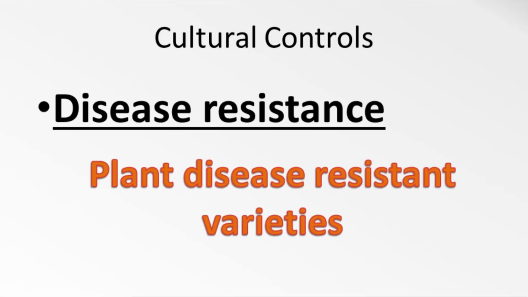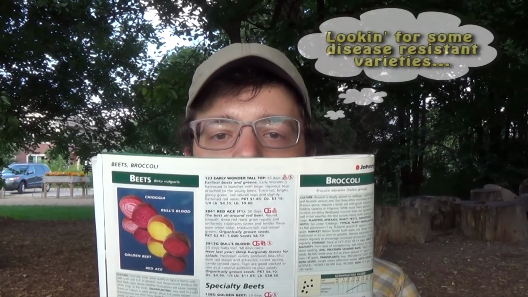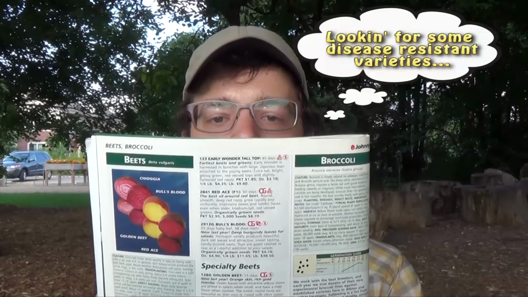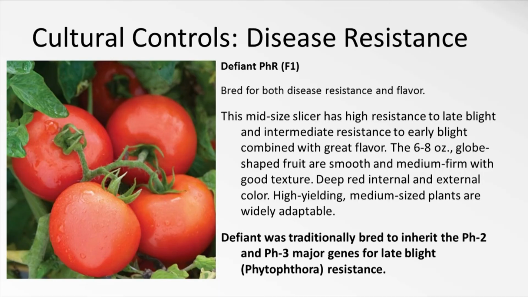You can prevent many disease problems by choosing resistant plant varieties. Seed catalogs and garden centers will show you which cultivars have been selected by breeders to be less susceptible to common fungal and bacterial pathogens. This Defiant tomato, for example, has been bred for resistance to late blight. Planting it in your yard will reduce the risk that that's going to be a problem for you and impact your ultimate yield of tomatoes.